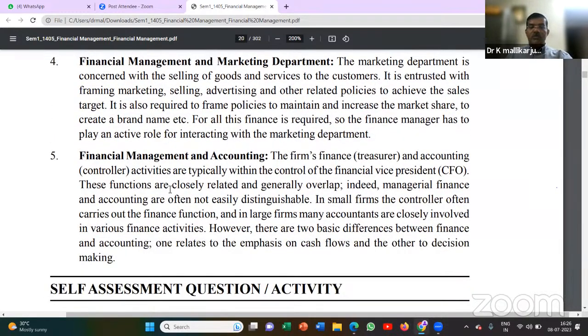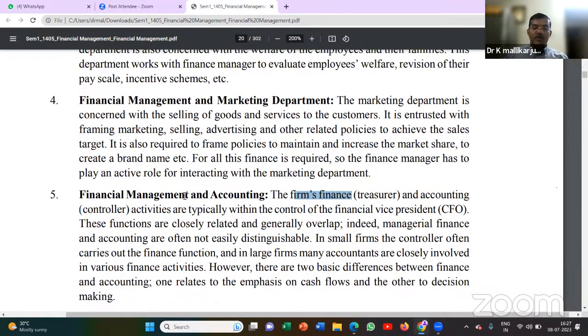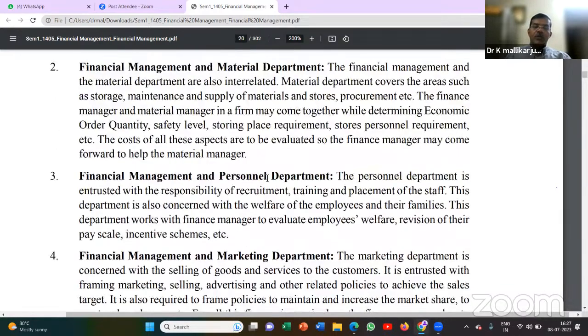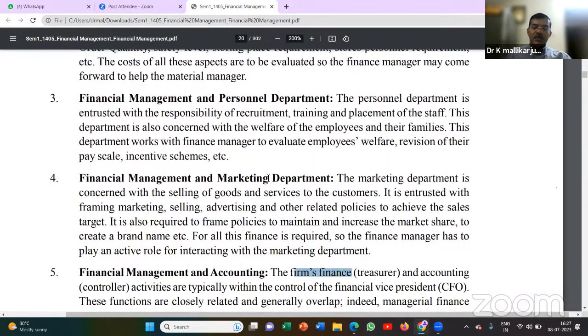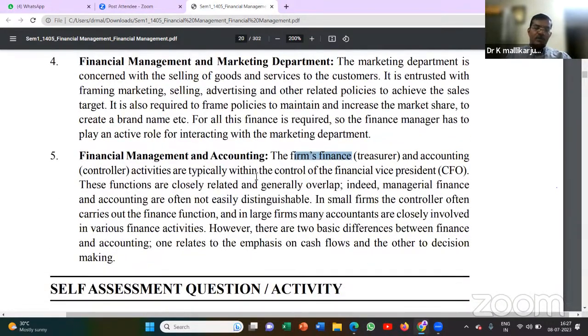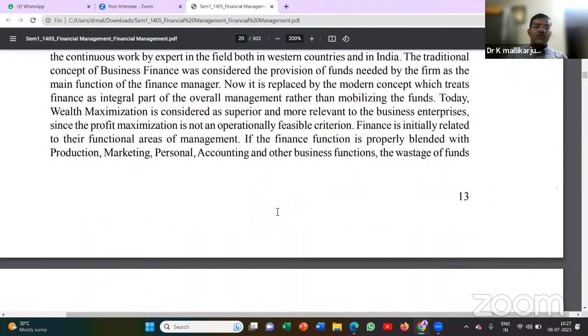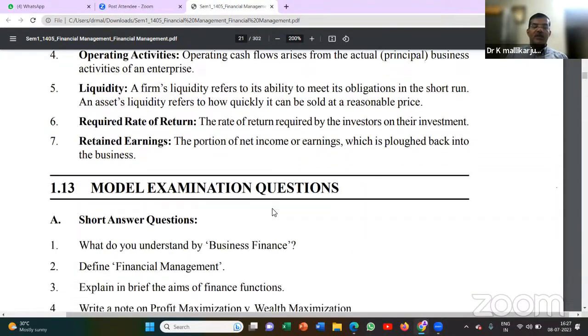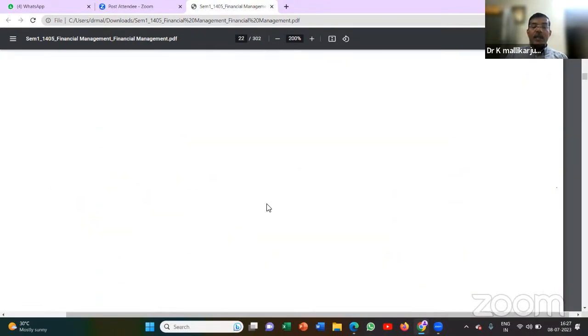Financial management and accounting departments. Finance is nothing but the treasurer, and the accounting department is the controller. So two different people have two different targets. Financial management is a treasurer, and the accountant is a controller of whatever the cost is. So financial management is integrated with various departments, like we discussed earlier: production department, material department, personnel department, marketing department, and accounting department, right? All the departments are integrated with financial management. After this, we move to our second topic. The second topic is financial planning.